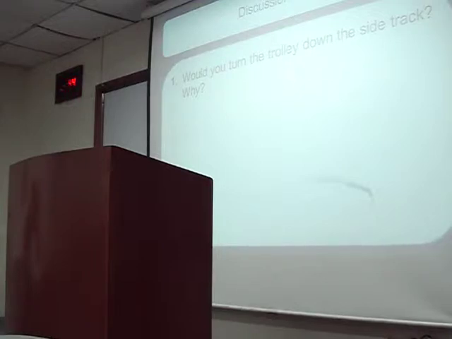If you don't do anything, you're going to hit the five people with the train. If you change the lever, you're going to hit that person with the train. Okay? So what are you going to do? Are you going to push the lever and change the trolley to go this way? And why? If you hit the opposite, die? Of course, if you hit five people, they might die.